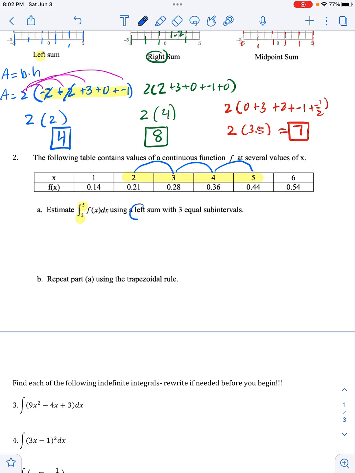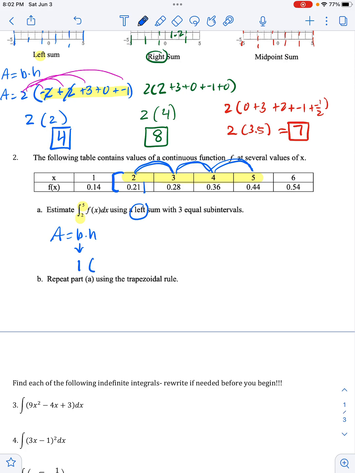So this says to use the left. Well, if I'm starting on the left, I'm going to start at the 2. Each of these is going up by 1. So in this case, when I go to do area equals base times height, the base, which is really the width of the interval, is a 1. And then I'm using the left.